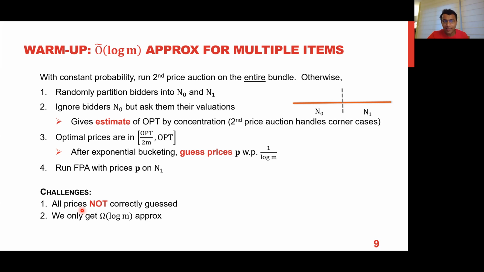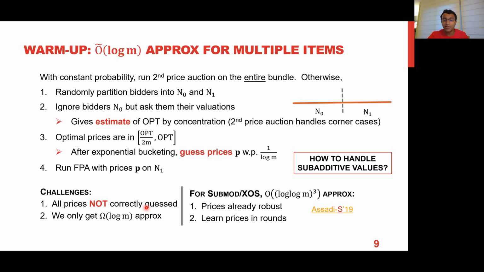In the previous slide, all I was arguing was that there exist some good prices, but different items' prices do interact with each other. Another annoyance is that this is only giving you a log m approximation at best, and you really want to go beyond that.